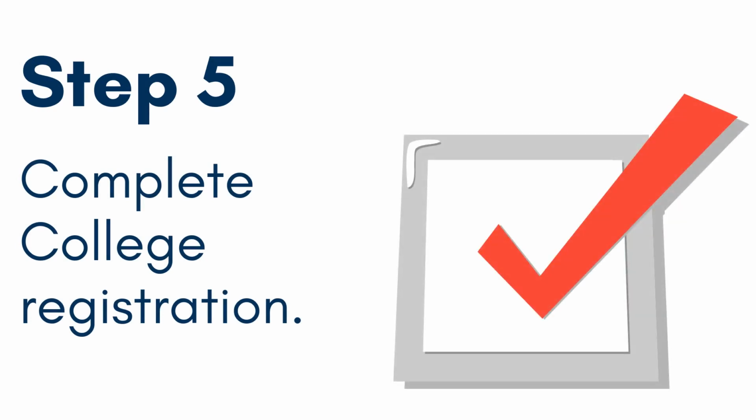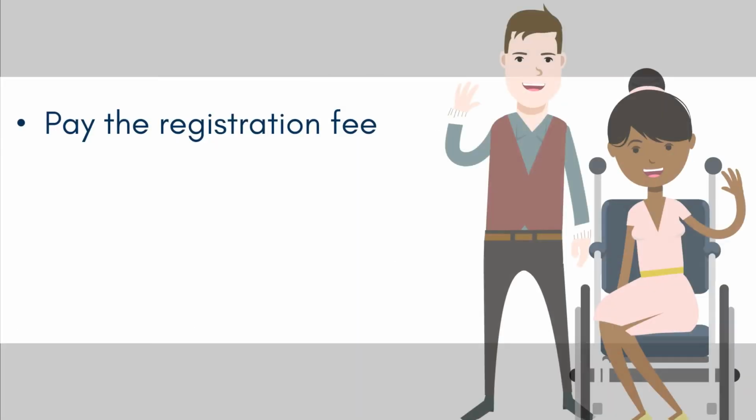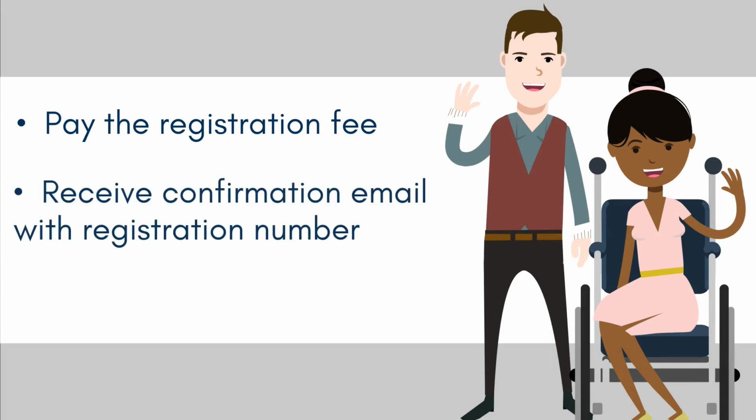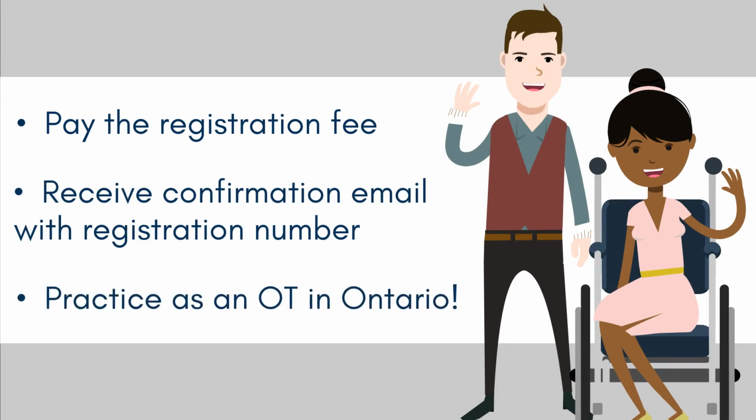The fifth step, after meeting all of the registration requirements and passing the exam, is obtaining your certificate of registration from the college. Once you've paid the registration fee, the college will confirm by email that you're registered and assign you a registration number. With that, you can legally practice as an OT in Ontario.